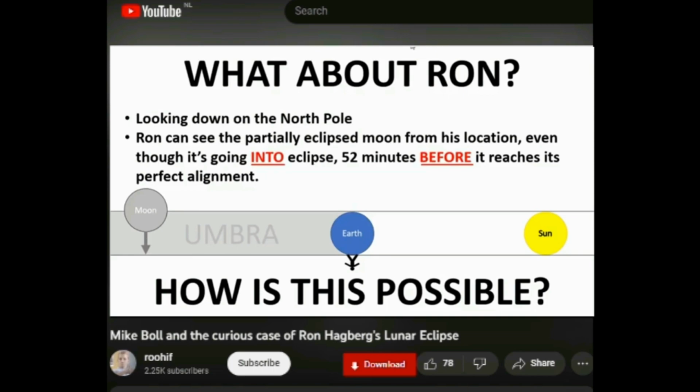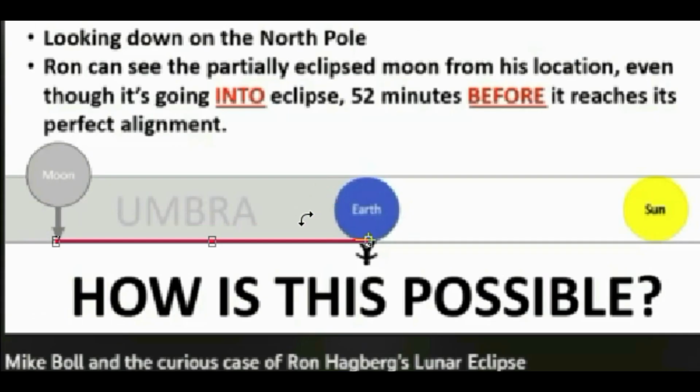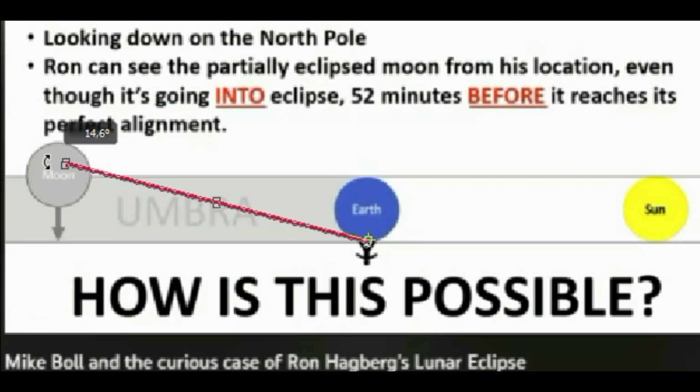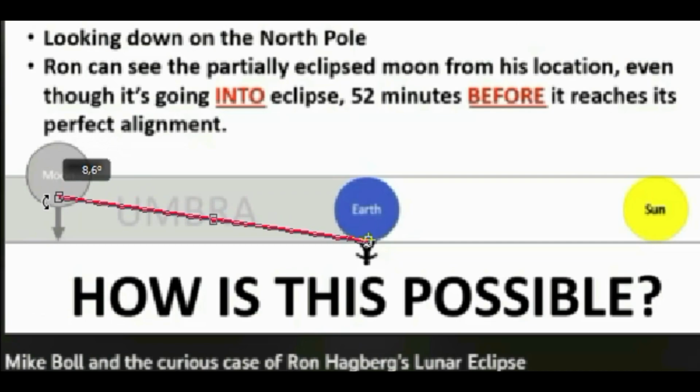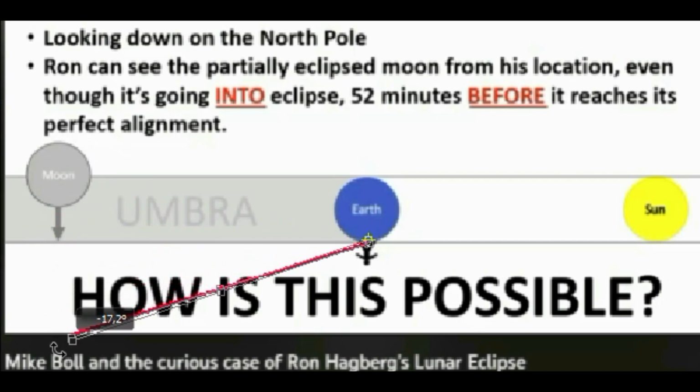All right, but what about the second part of Ron's observation? It's that Ron can see the eclipsing moon when the moon is on the other side of this three-body alignment line in the middle here. Yeah, you mean 18 degrees above the horizon. Do you understand? You drew the moon below the horizon. But the moon for Ron was 18 degrees above the horizon.